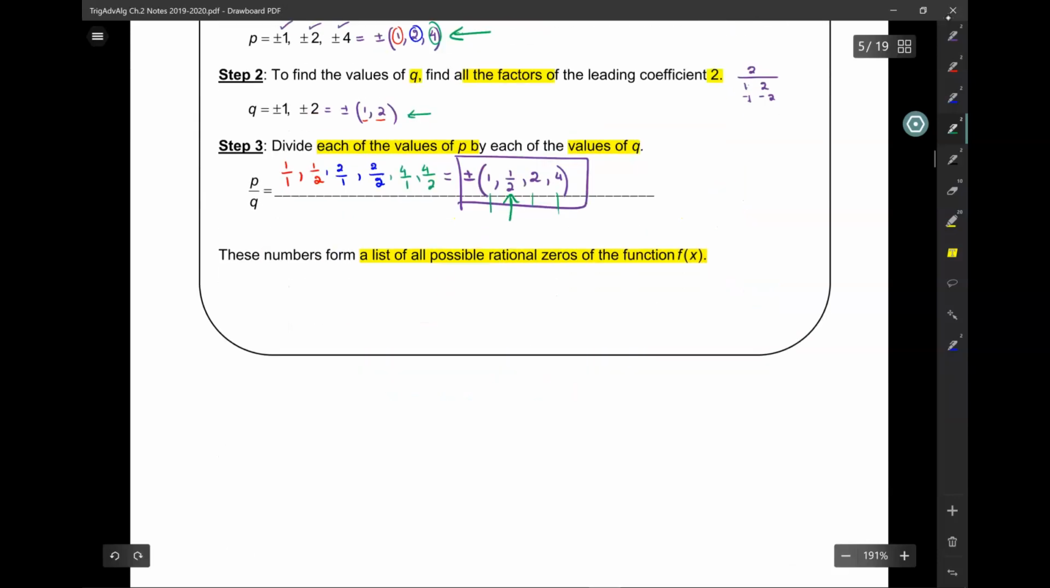So on your homework, you're going to have to list the possible rational zeros. That's what that is.